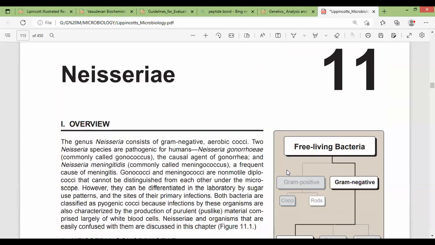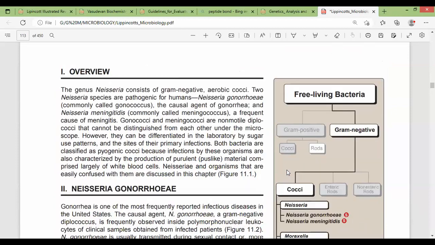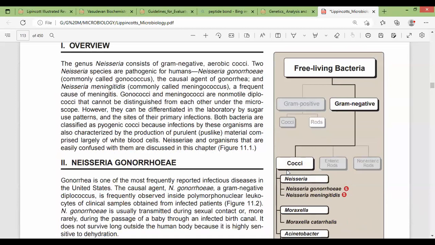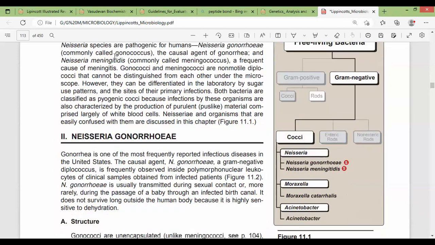Tomorrow we shall be starting with our good friend Neisseria gonorrhoeae. I'll share the topics tomorrow or tonight that we'll be discussing tomorrow.